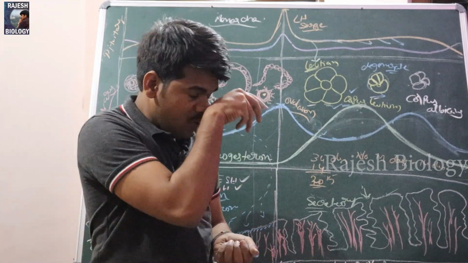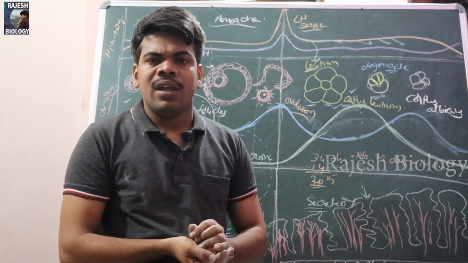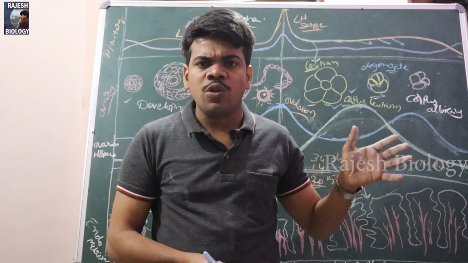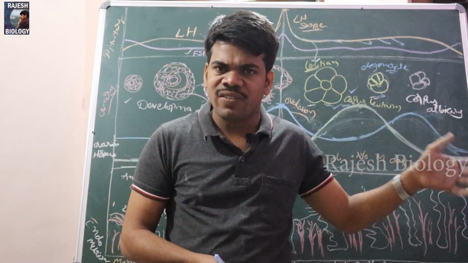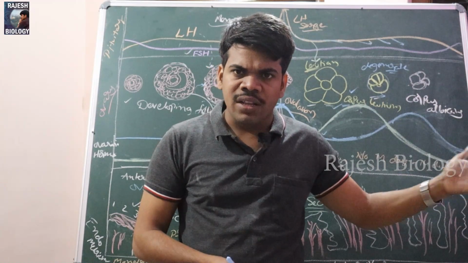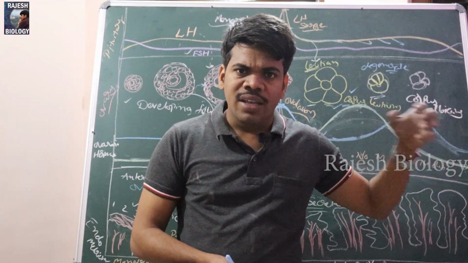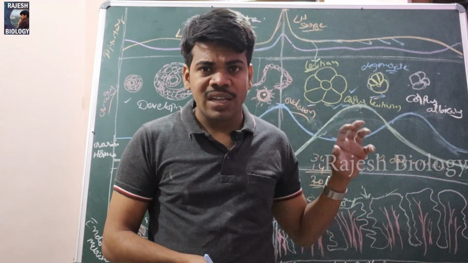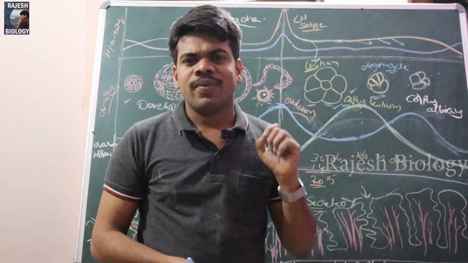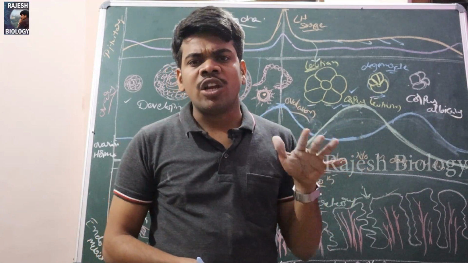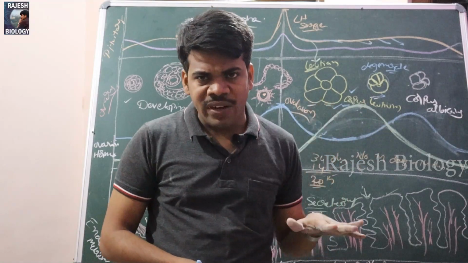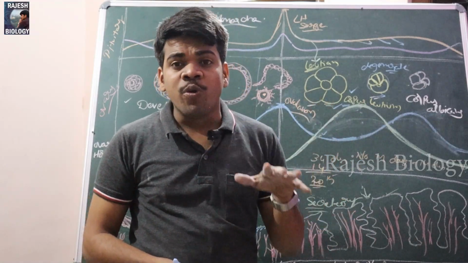So this is what happens in the menstrual cycle, and these menstrual changes continue up to 50 years of age. At the age of 50 to 55 years, the menstrual cycle ceases. The cessation of regular menstrual cycle around the age of 50 years is called menopause.